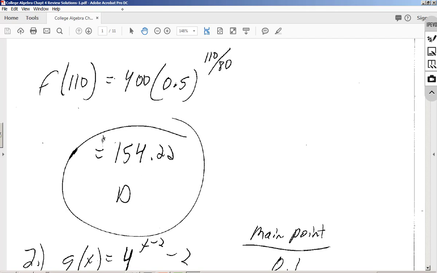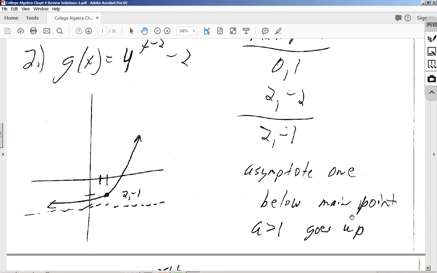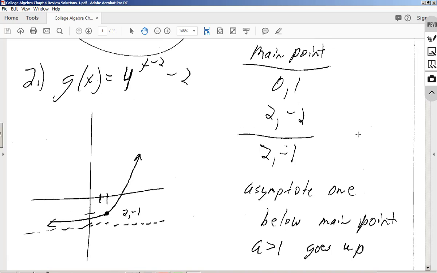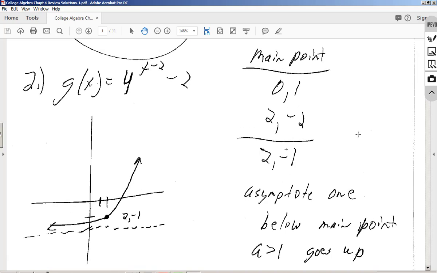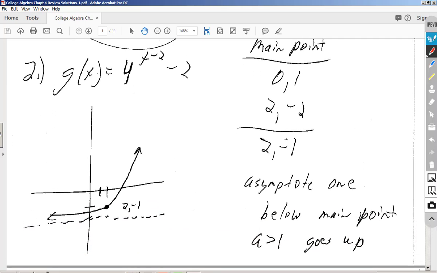Okay, on my next problem, on number 2, it says I want to use the graph of f of x equals 4 to the x to obtain the graph of g of x equals 4 to the x minus 2, minus 2. So you're going to remember that to graph this, a normal exponential graph has a main point of 0, 1. So since it has a main point of 0, 1, this is what my normal graph would look like.